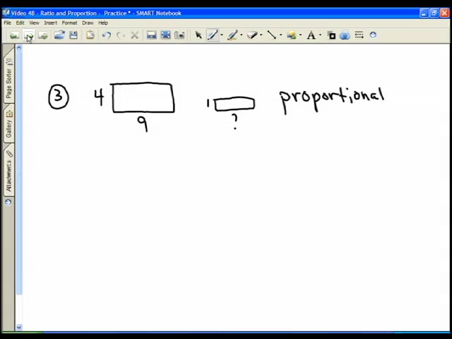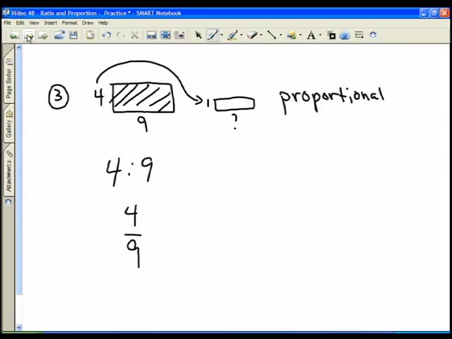And if we look at our last one, we have these two figures which are proportional. And so we now have to extract our ratios or our proportions from here. And so we just have to make sure that the sides are corresponding. If we have a width of 4, that corresponds to a width of 1. So from this first rectangle here, we're going to get 4 to 9, which is the same as 4 over 9. And that's going to be equal to 1 to an unknown, or equal to 1 over question mark.